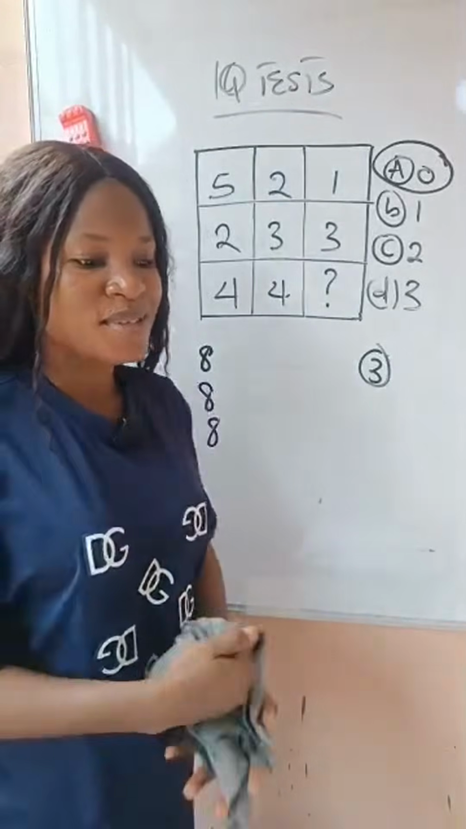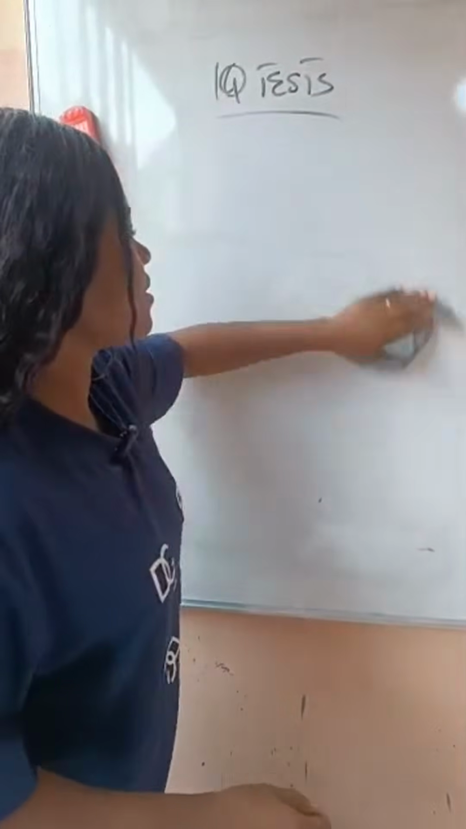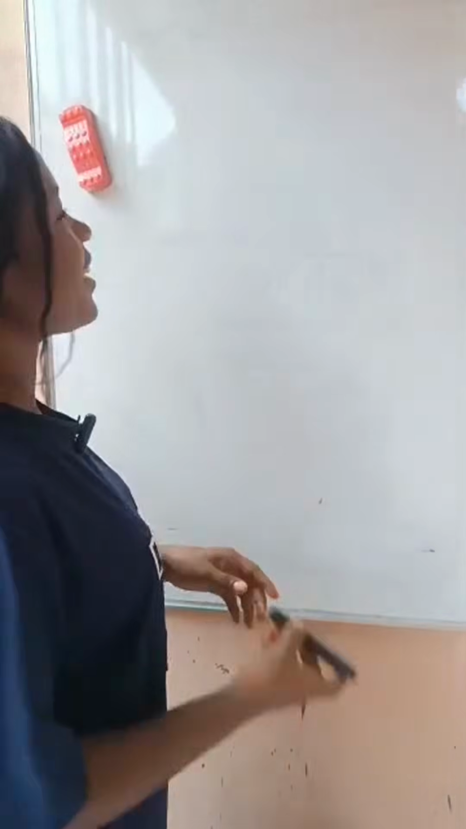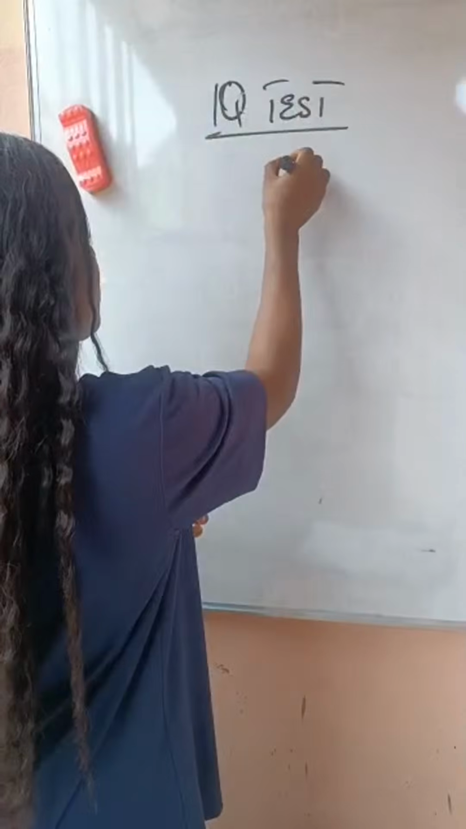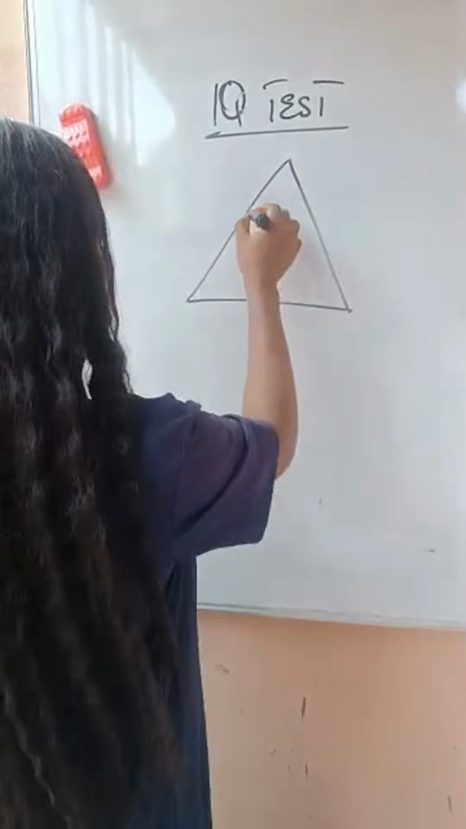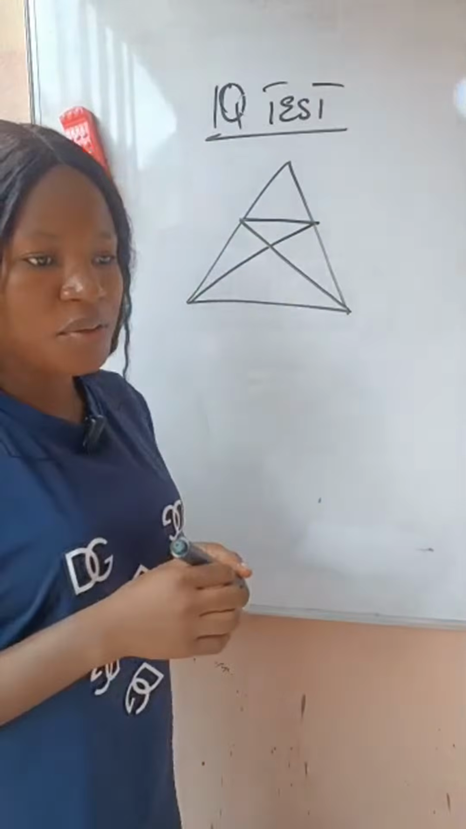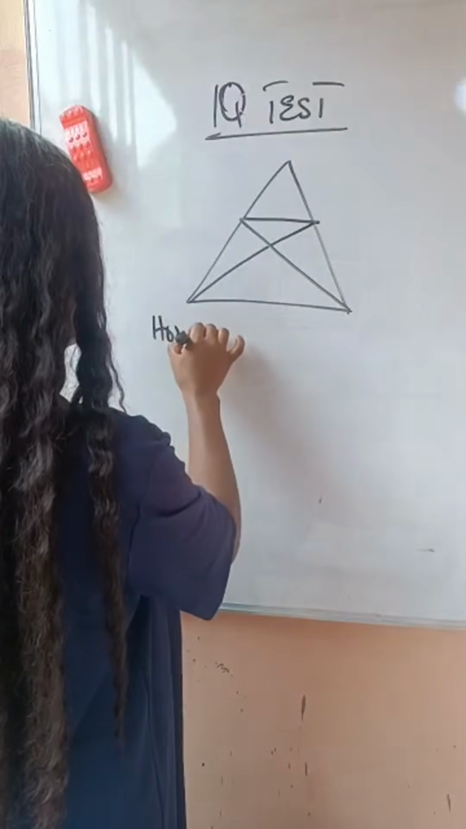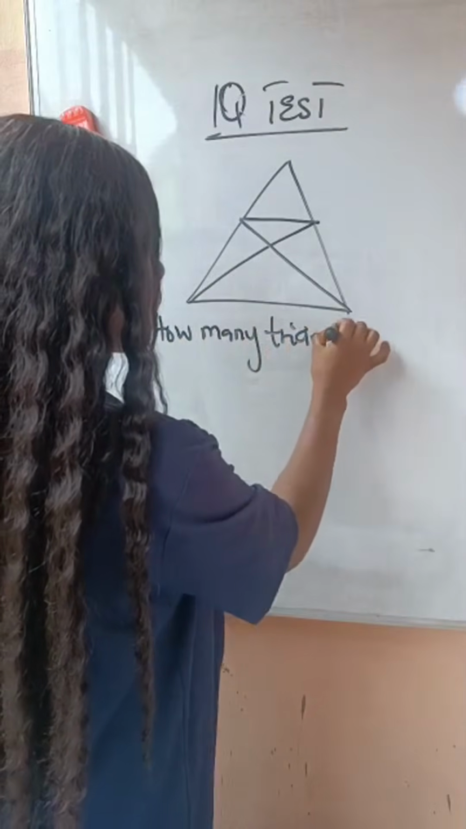Now let us ask another question. Are you ready? Because this is not going to be funny. This question is not going to be funny at all. So we have a triangle in this way, and we have this, this, and this. Now the question says, how many triangles can you see?